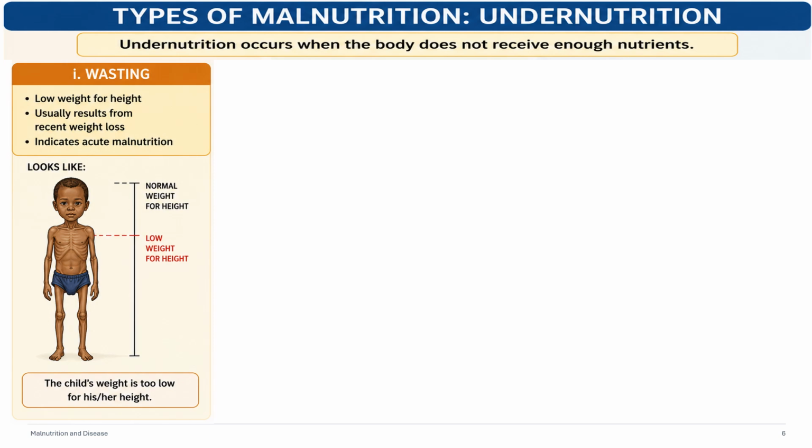Hence, the common causes of wasting include severe diarrhea, vomiting, poor food intake, or acute infection such as measles, malaria, or household food insecurity. For example, a child that develops diarrhea for several days may lose appetite, lose body fluid and nutrients, and will rapidly lose body weight, leading to wasting.